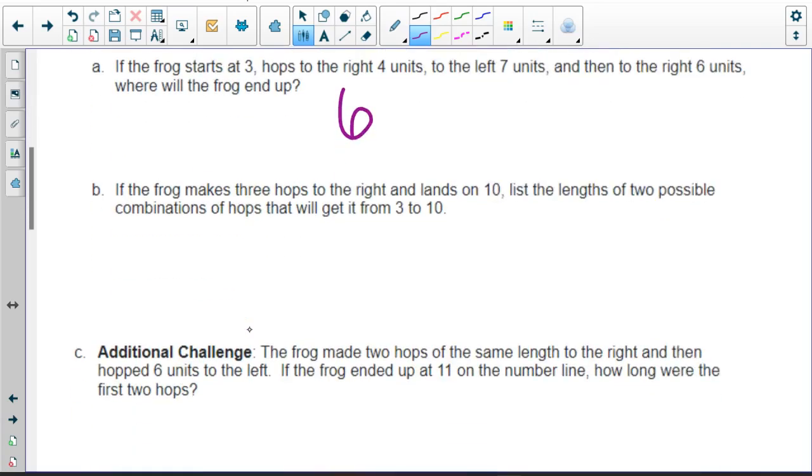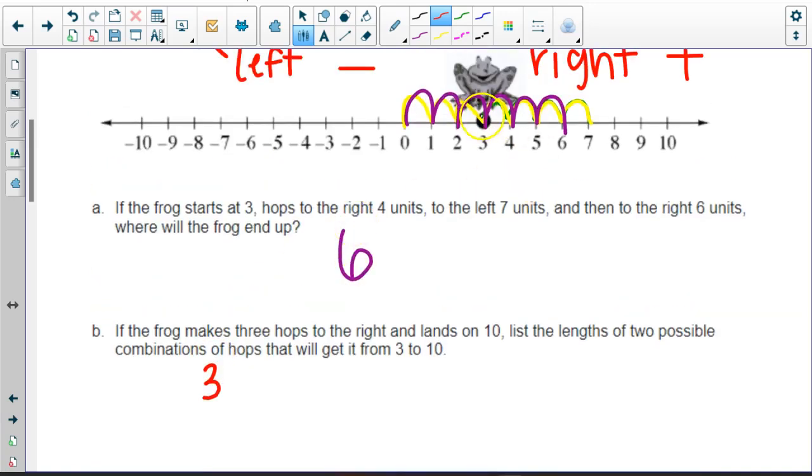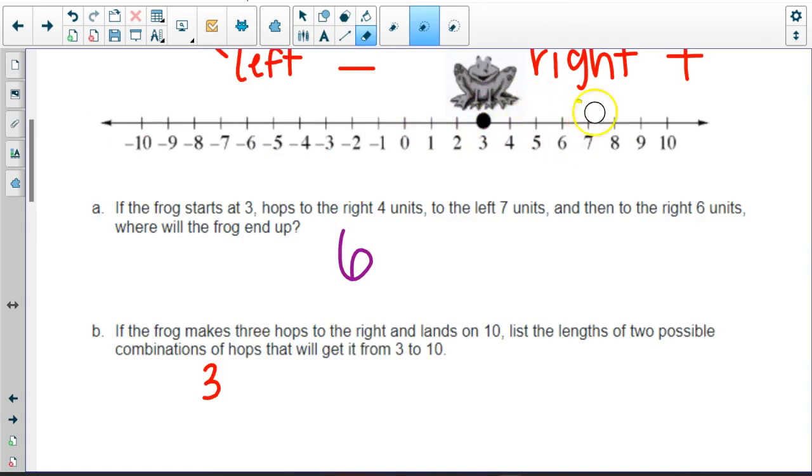If the frog makes 3 hops to the right and lands on 10, list the lengths of 2 possible combinations of hops that will get him from 3 to 10. So if you remember, our frog is starting at 3. So our expression has to start with a 3 because that's where he started. And that doesn't count as a hop. That counts as where he is starting.